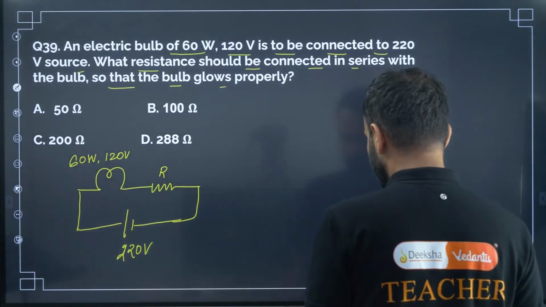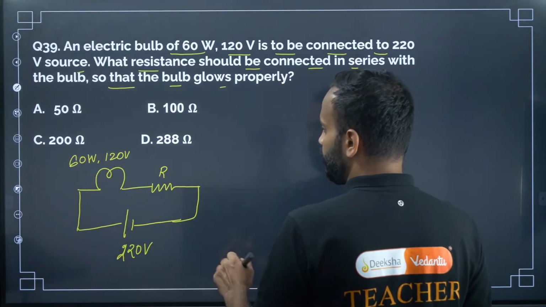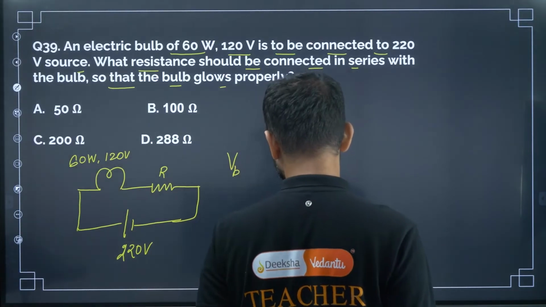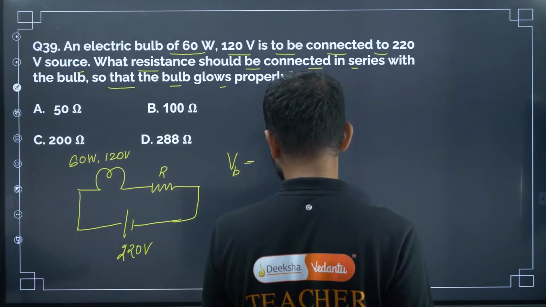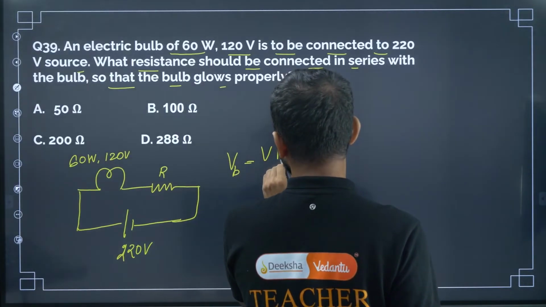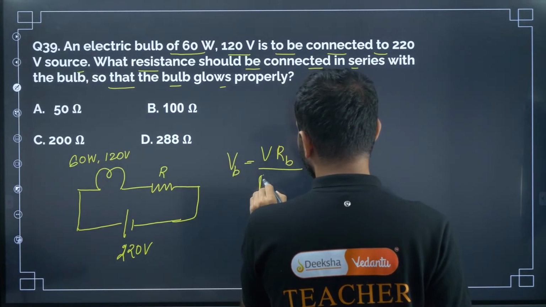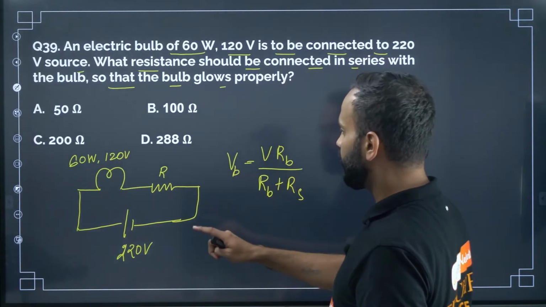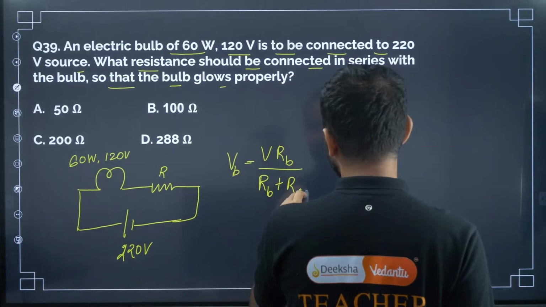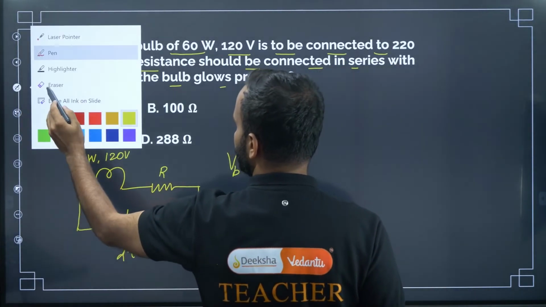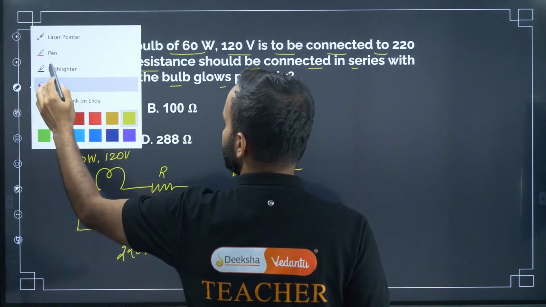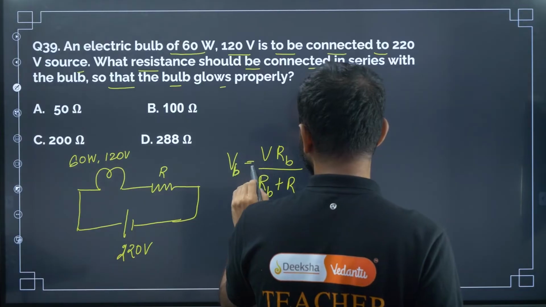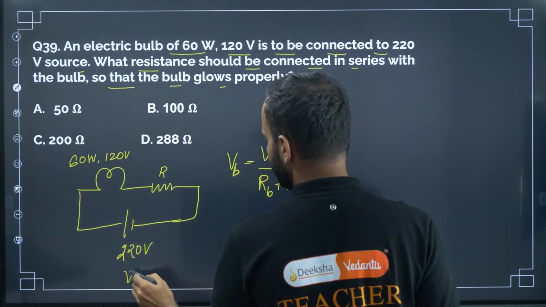So what is the potential difference across the bulb? The potential difference across the bulb VB is equal to V into RB divided by RB plus R. Here RB is the resistance of the bulb and R is the resistance in series with the bulb. So what is V? V equal to 120 volt.